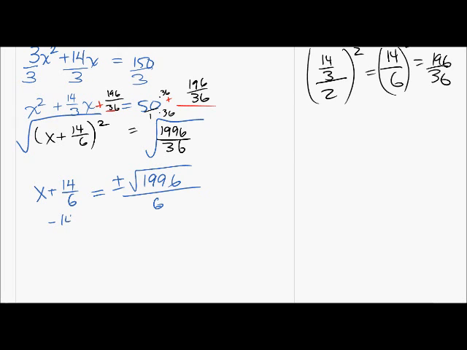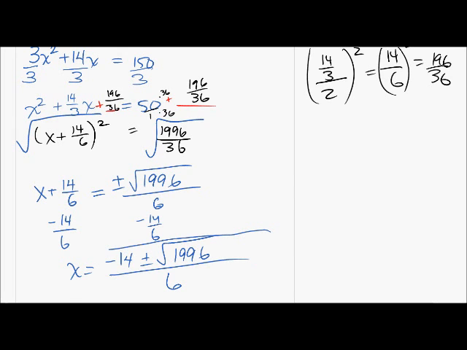Subtract 14 sixths from both sides. X is equal to minus 14 plus and minus the square root of 1996 over 6. Interim answer, I'm going to probably look for the perfect squares in 1996. At least something that I can pull out.